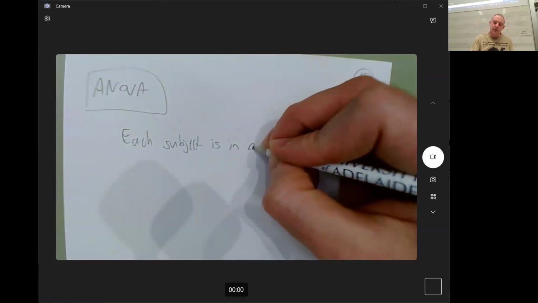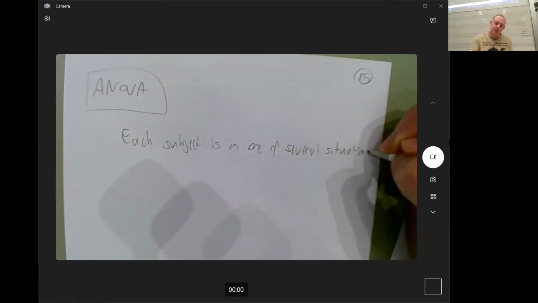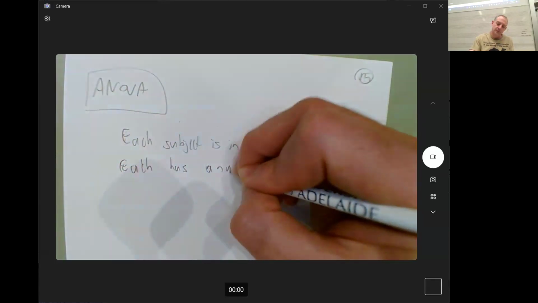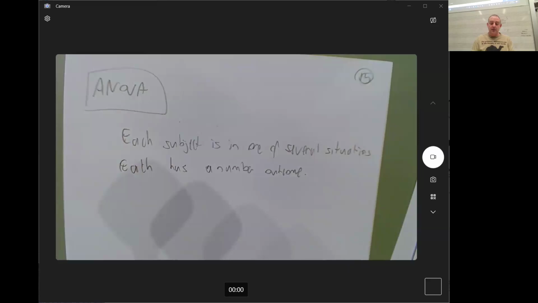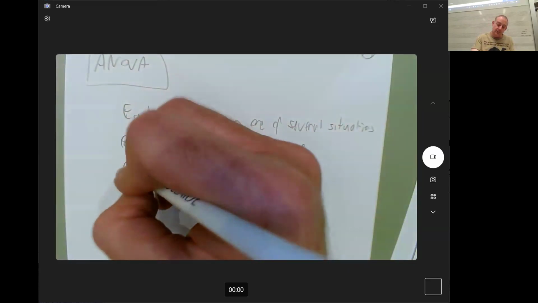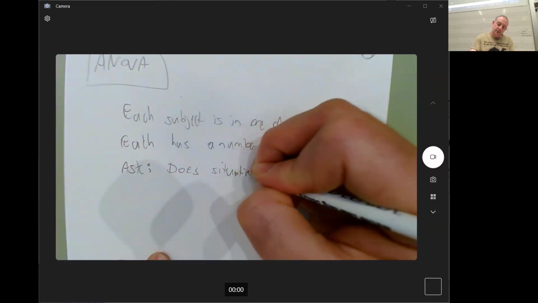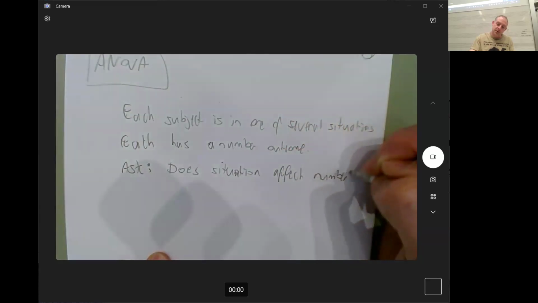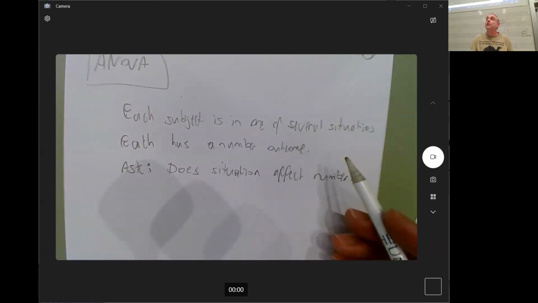Each subject is in one of several situations, and each has a numerical outcome. And so you're asking, does the situation affect the number? So it's the exact same question that you're asking when you do a two-sample t-test. It's just that there's more than one situation, more than two situations.